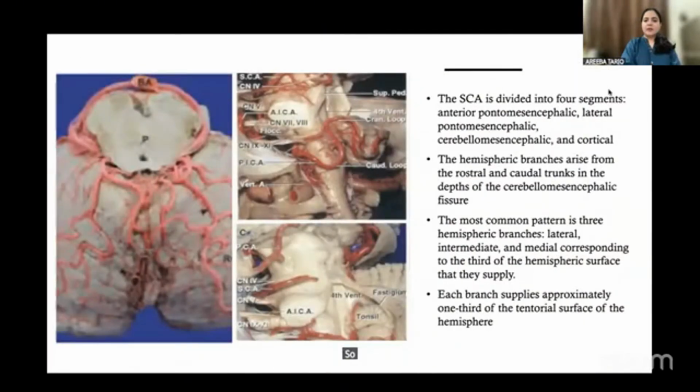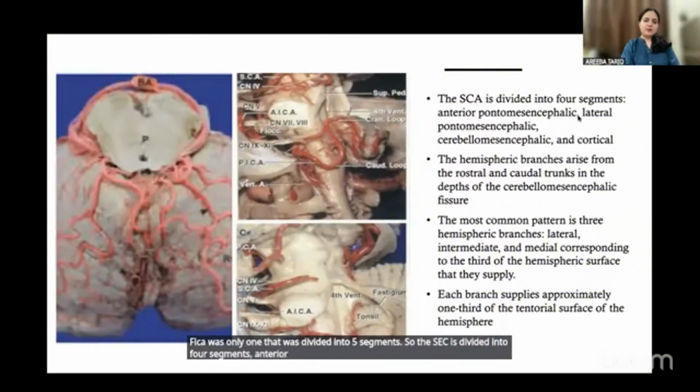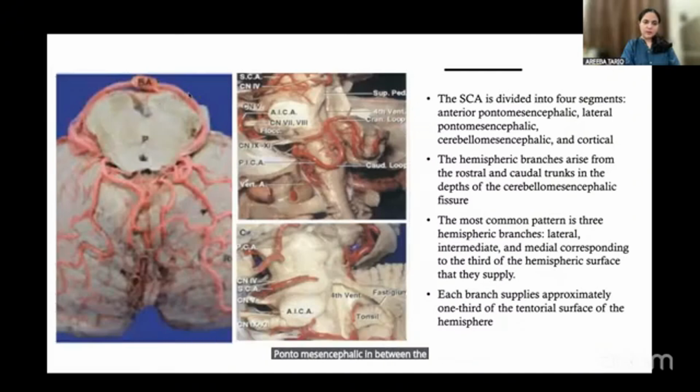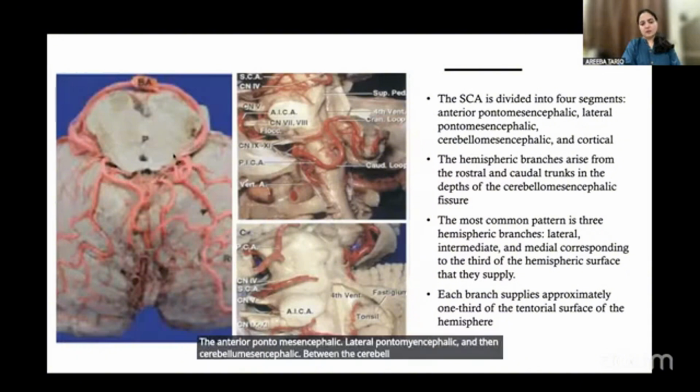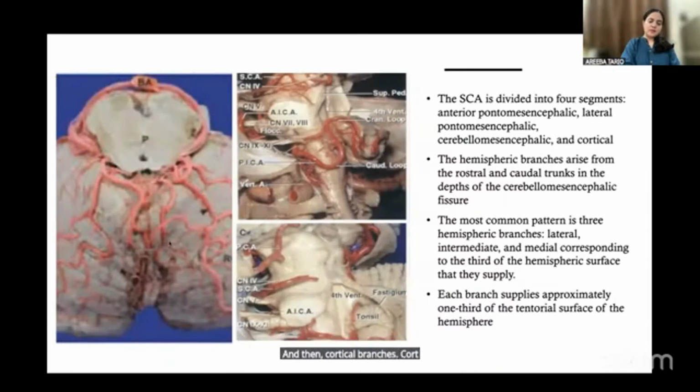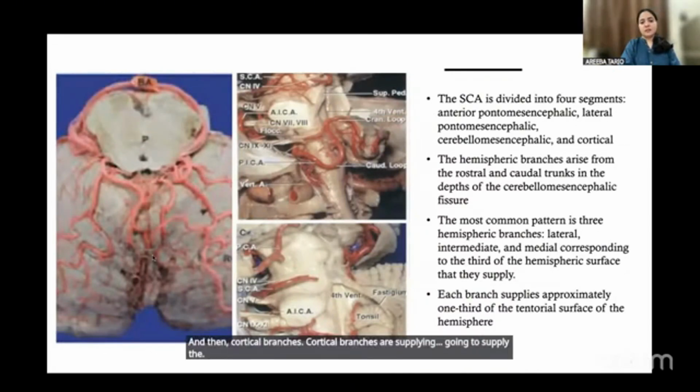So the SCA is again divided into 4 segments, just as the ICA was divided into 4 segments. PICA was the only one divided into 5 segments. So the SCA is divided into 4 segments: anterior pontomesencephalic, as the name suggests, lying in the fissure between the pons and midbrain, then lateral pontomesencephalic, and then cerebellomesencephalic, between the cerebellum and mesencephalon, in the cerebellomesencephalic fissure. And then cortical branches. Cortical branches are going to supply the tentorial surface of the cerebellum.